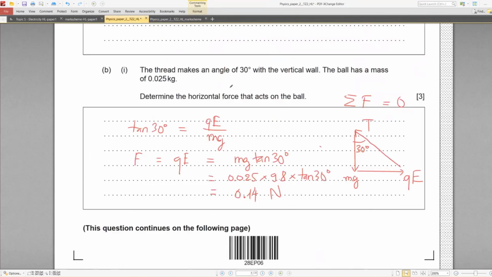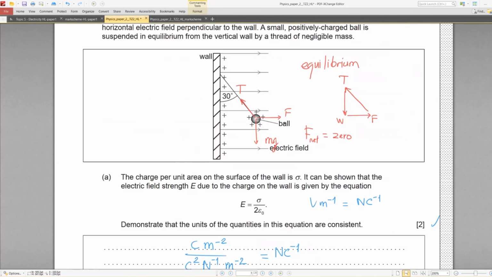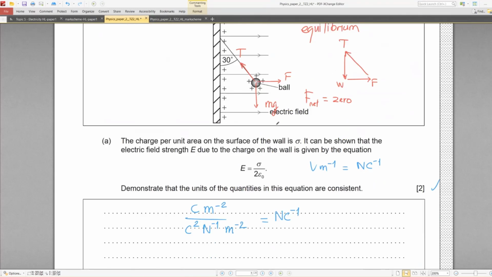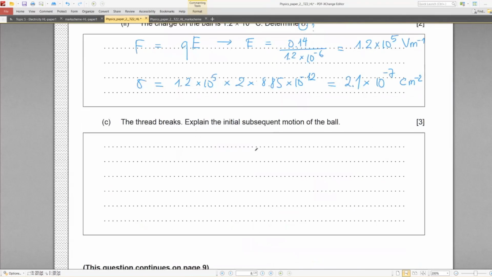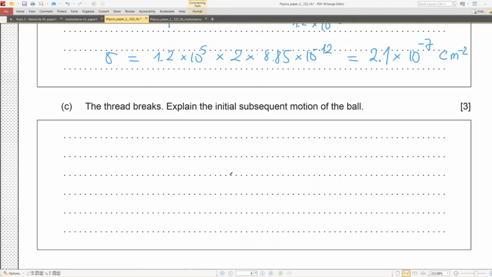Initially, it was in equilibrium, meaning the sum of the 2 forces, F and mg, will be in the opposite direction to the tension, meaning the net force will be 30 degrees from the vertical direction. Okay, got it? So the sum of the 3 forces is zero, and therefore, when the thread breaks, it will move in that direction, along the direction of the initial thread.